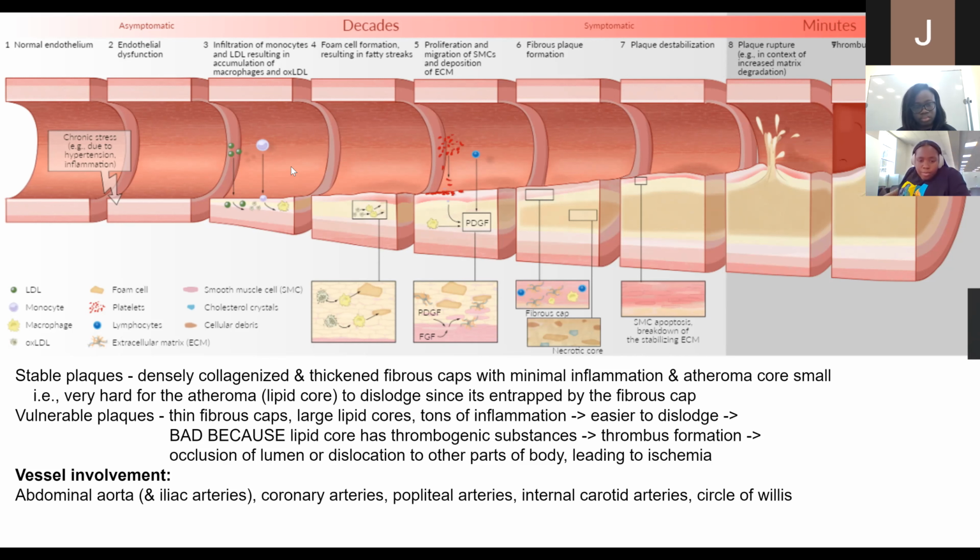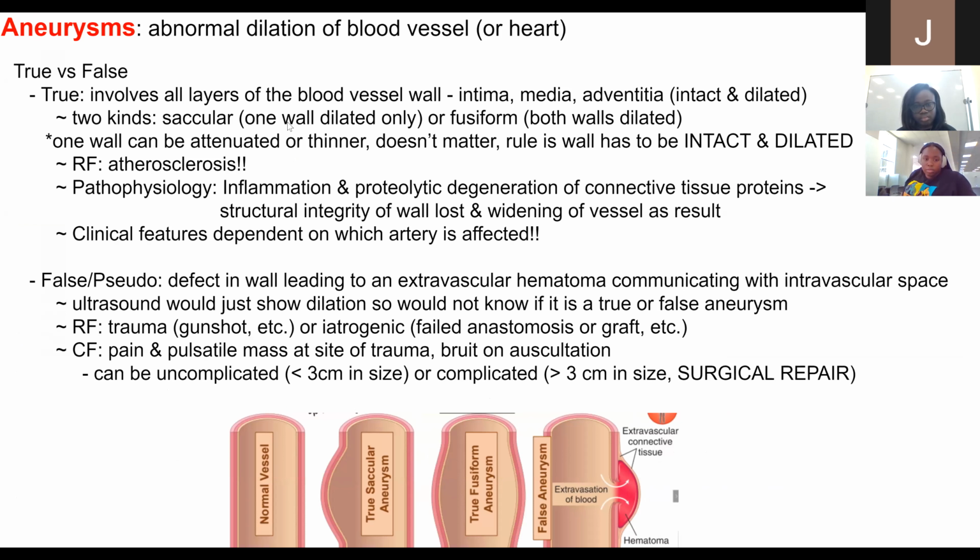So moving on, that's pretty much all for your atherosclerosis. Next, we're going to move on to your aneurysms. So another big one, and I felt like it was also a little confusing to understand at first, but we're going to walk through it. So you can have either a true aneurysm or a false aneurysm.